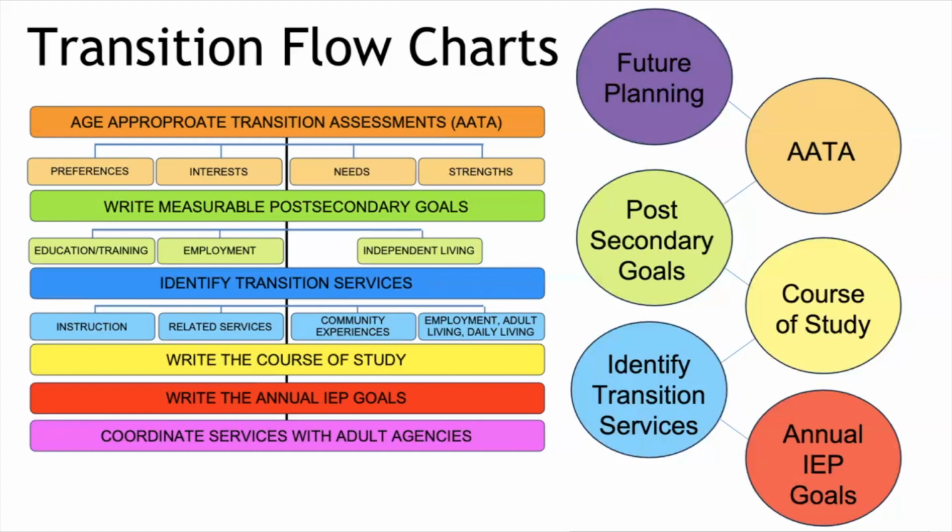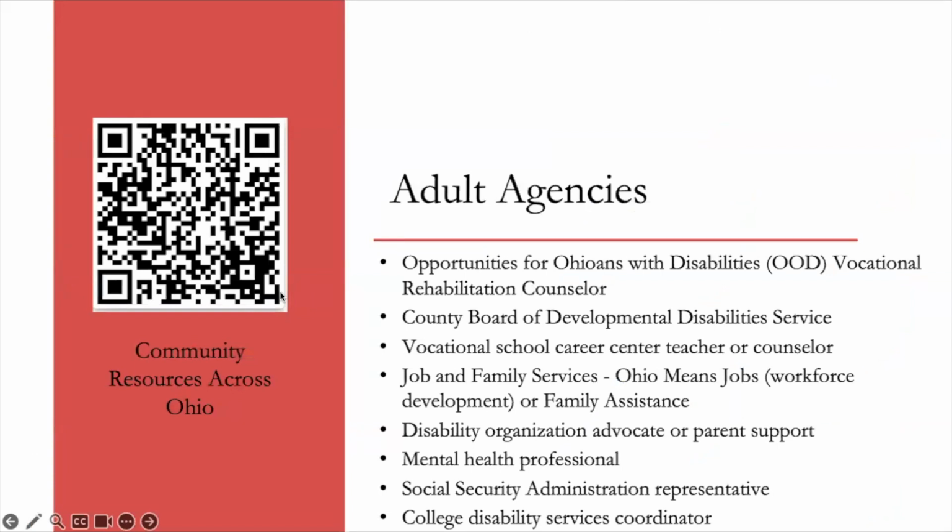So what are some adult agencies that you may want to familiarize yourself with? Let me go to the next slide. Examples of adult agencies that you could connect the student with include the ones that I've listed here on this slide. So OOD, Opportunities for Ohioans with Disabilities, County Board of DD Services, Vocational School, Career Center, Job and Family Services, Ohio Means Jobs, disability organizations, advocates, parent support groups, mental health professionals, Social Security Administration representation, college disability service coordinators. Those are all examples of adult agencies that you could help get the student connected with.